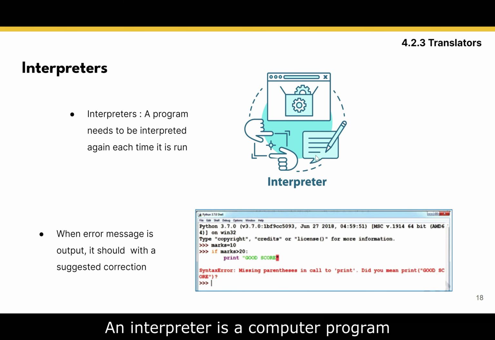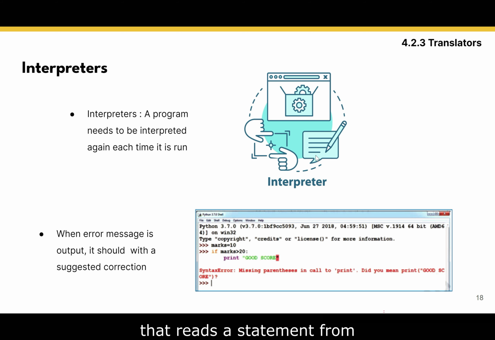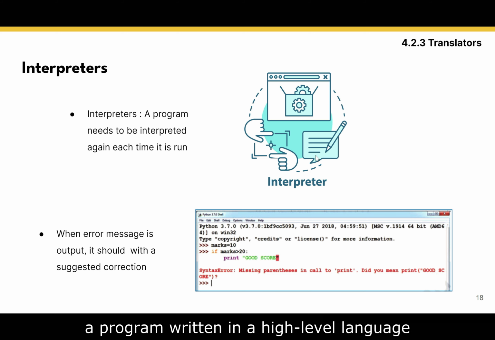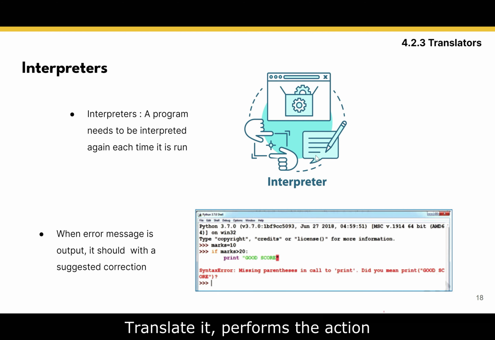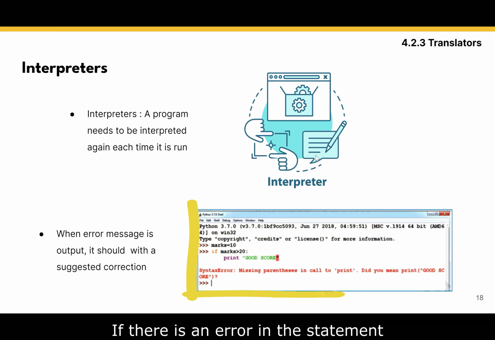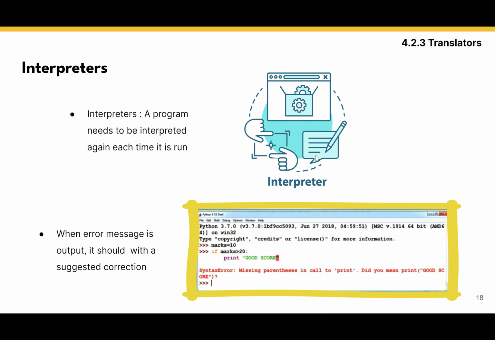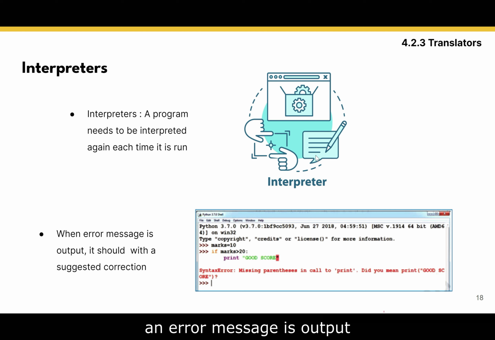An interpreter is a computer program that reads a statement from a program written in a high-level language, translates it, performs the action specified, and then does the same with the next statement, and so on. If there is an error in the statement, then execution ceases and an error message is output, sometimes with a suggested correction. A program needs to be interpreted again each time it is run.